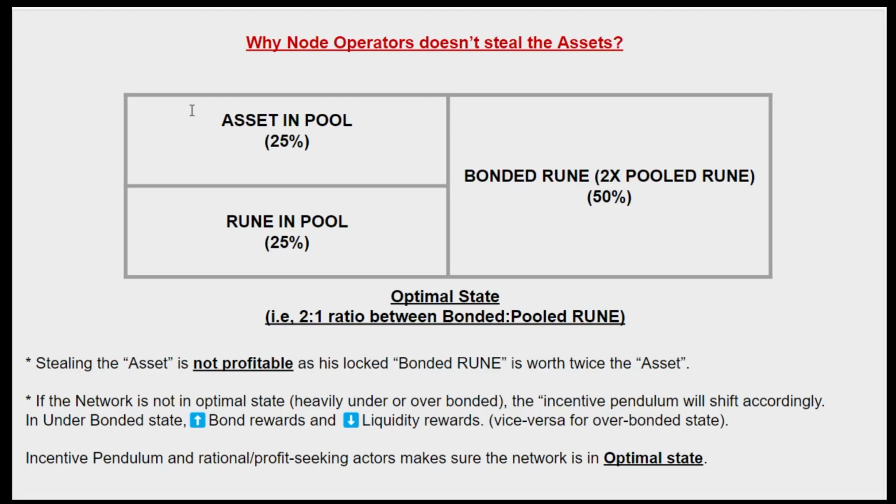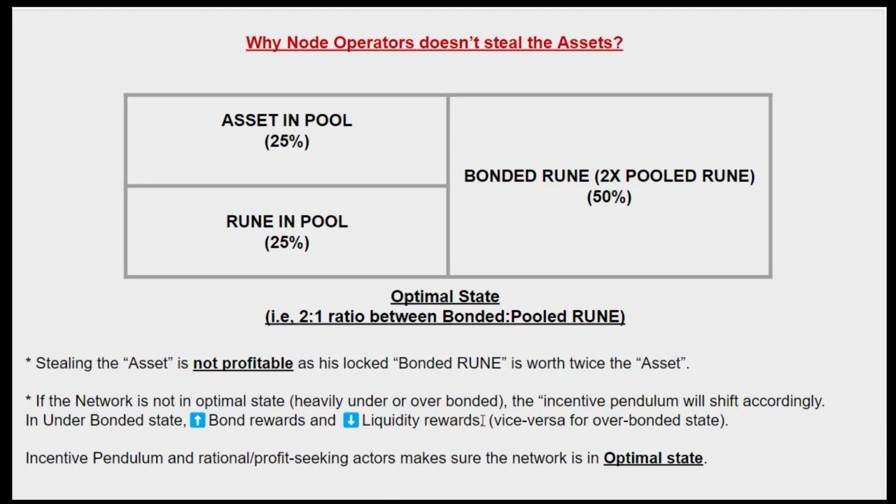But suppose for any reason, if the network is not in optimal state, that is, it is heavily under or over bonded, the incentive pendulum will come into action. The incentive pendulum shifts the block income to bring the network back to optimal state. For example, if the network is in under bonded state, the incentive pendulum will increase the bond rewards to encourage more people to bond their rune in the network, and simultaneously it will reduce the liquidity rewards to discourage any addition of liquidity or to make people withdraw their liquidity as the APY is no longer attractive to them.